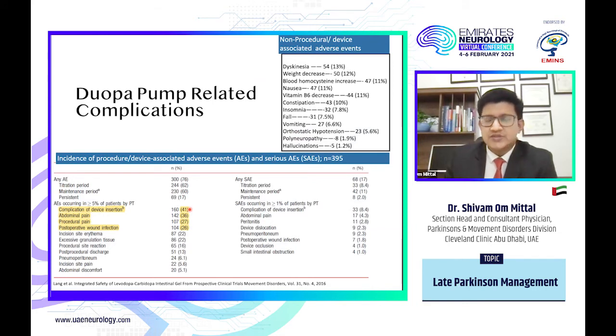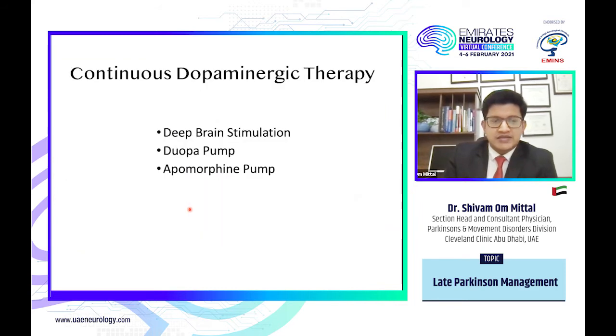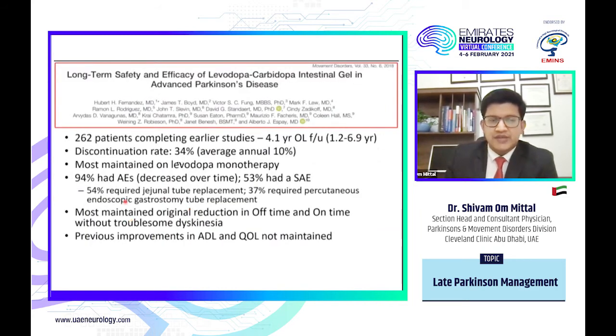So you need to tell this to our patients, and they should be aware that these are the common complications. These are very common. Anything more than 10% is common. If you say 41% of patients will have device complications or insertions, they should be aware of that. So they are ready, and we have a gastroenterologist identified who can take care of this if needed. And this is another slide where they've summarized, and we can see 54% required jejunal tube replacement. That's also a big thing for the Duopa pump.